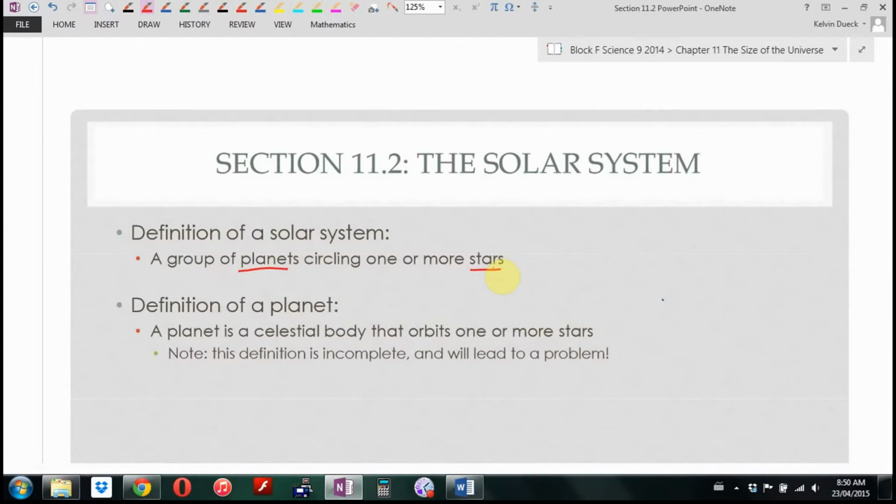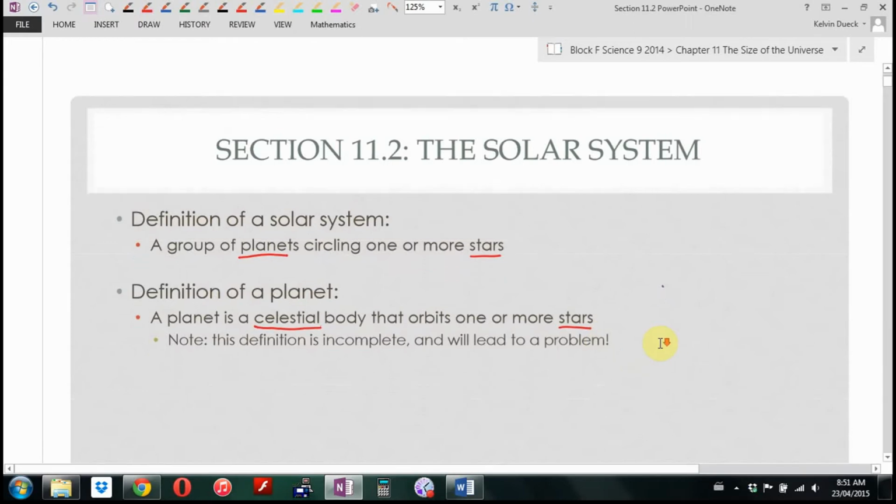Definition of a planet. A planet is a celestial, that's the fancy word for in outer space, body that orbits one or more stars. That used to be the definition of a planet, and so this definition is incomplete and it's going to lead to problems. So I'm going to give you the most recent formal definition of a planet, because we've been very casual with our definition of what a planet was.